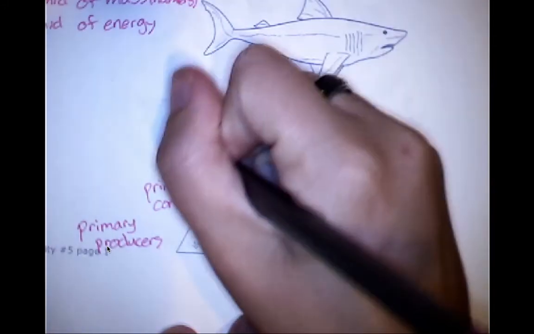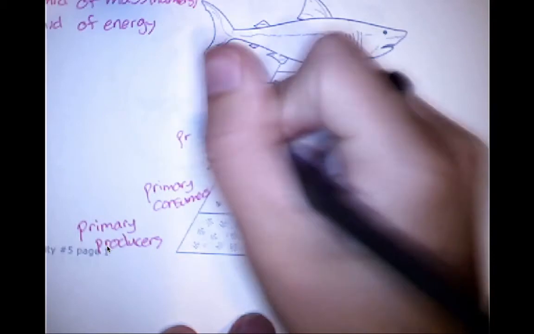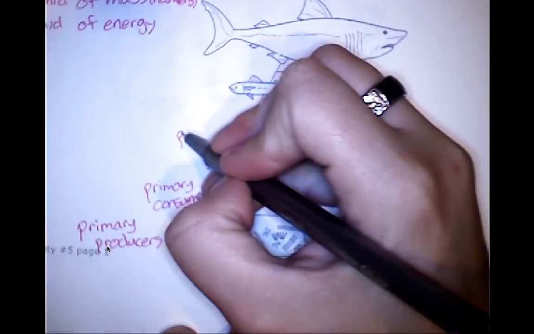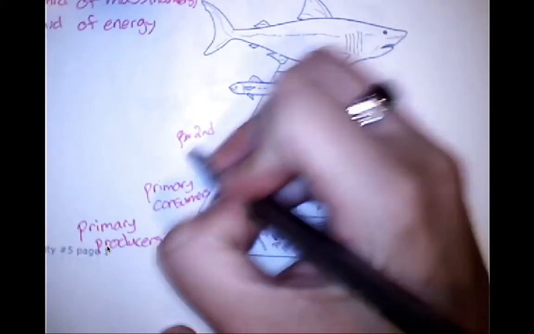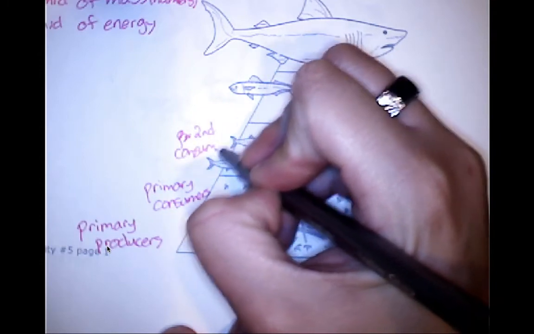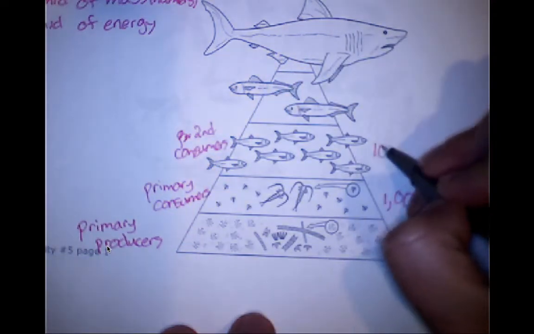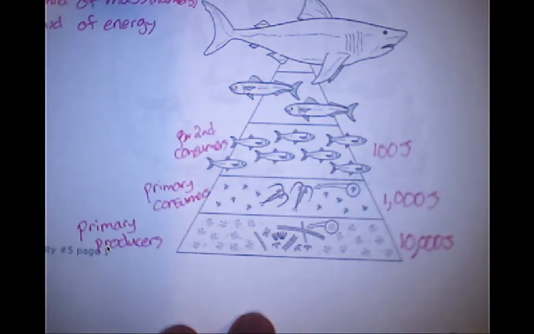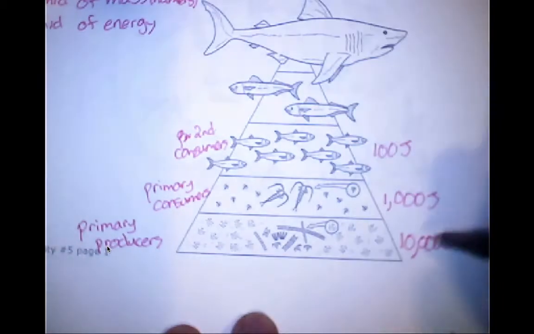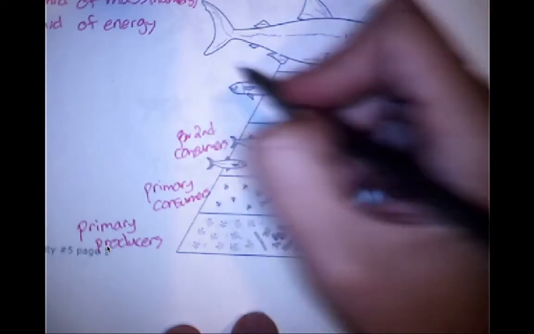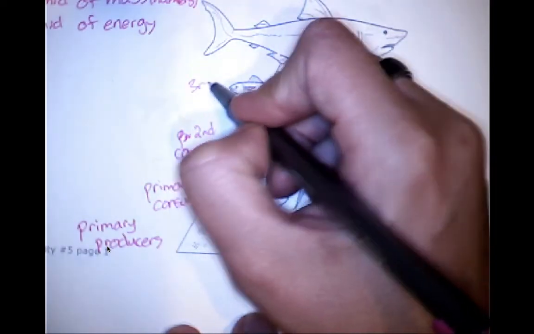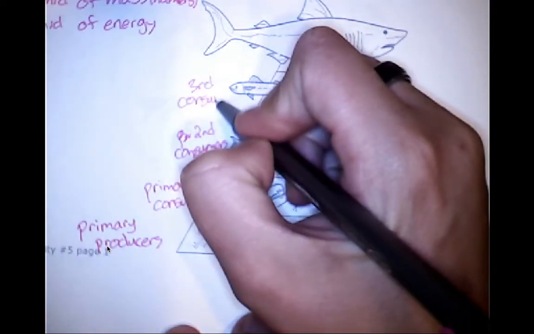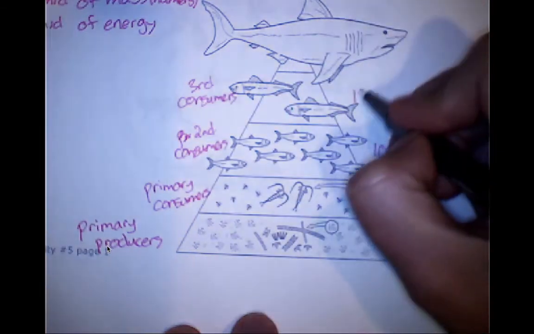Then, when these guys get eaten into your primary carnivores or your secondary consumers, we lose 10% of the energy again, and we go down to 100 joules. Okay? And these numbers are kind of ambiguous, but you're seeing the 10% decrease, or only 10% of the energy is getting transferred. And then when you get into your third consumers, you get down to 10 joules.